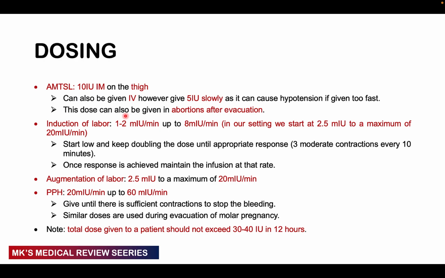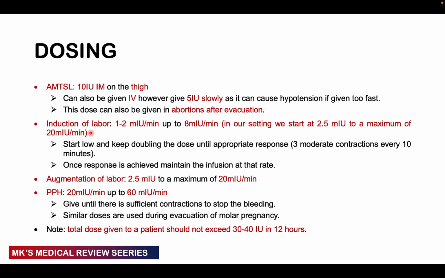We can give them the 10 international units as an IM over the thigh to help the uterus with contraction. It can also be used for induction of labor, where we start off at 1 to 2 milli international units per minute up until we reach 8 milli international units per minute. But in our setting, we actually start at a slightly higher dose: 2.5 milli international units of oxytocin to about 20 milli international units per minute of oxytocin.